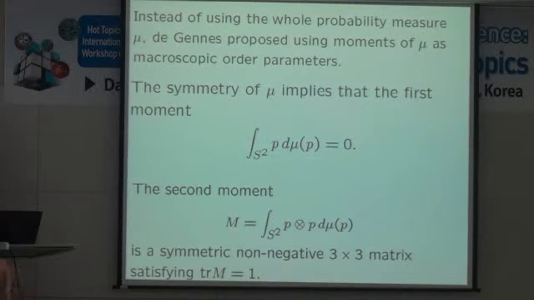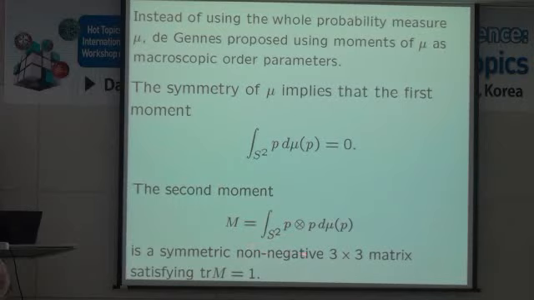So the first non-trivial information you get is from the second moment. And the second moment can be defined to be the integral over S2 of the tensor product p⊗p. That's the same thing as the dyadic product that Peter was talking about, integrated against the measure. So what is this? It's a 3x3 matrix, got by integrating a 3x3 matrix, and it's symmetric because it's integrating a symmetric matrix. It's non-negative, so that's very important.